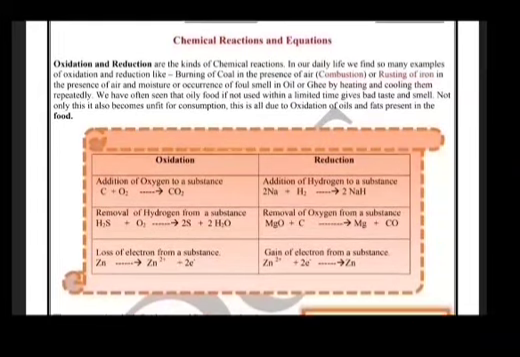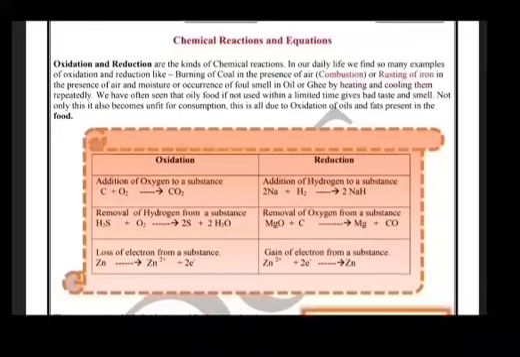Now we are studying the definitions of oxidation and reduction. First, oxidation. Addition of oxygen to a substance is called oxidation. For example, carbon plus oxygen: oxygen adds with carbon and makes carbon dioxide, CO2. That is an example of an oxidation reaction. Second, removal of hydrogen from a substance. H2S plus O2 gives 2S plus H2O. Here, from sulfur, hydrogen is removed. So that is an oxidation reaction.